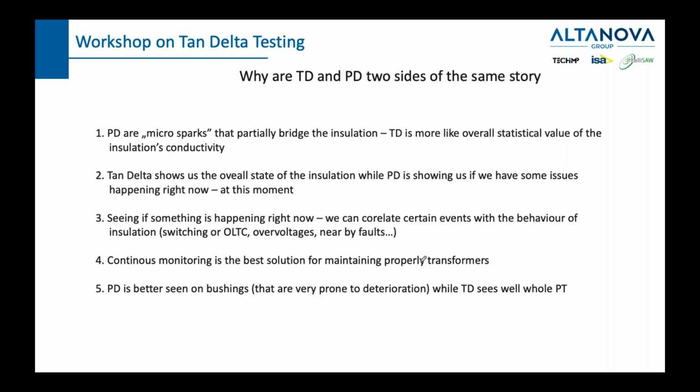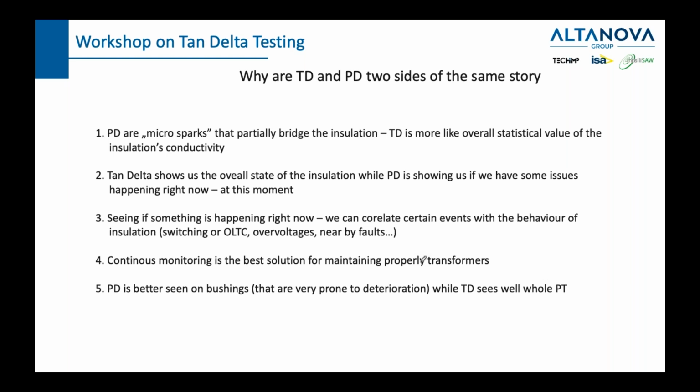Since PDs are microsparks that partially bridge the insulation, they can give you one point of view, while TD is more like an overall statistical value of the insulation's conductivity. So that's their nature. Tan delta shows us the overall state of the insulation, while PD shows us if we have some issues happening right now. And this is good because if you can correlate, if you see something happening at certain points, for example when you change the position of the on-load tap changer, or when you have an overvoltage, or when you have a fault nearby, then this correlation will allow you to better understand the state of your insulation and what can damage it. Also, the best solution would be continuous monitoring and correlating both PD and tan delta values.